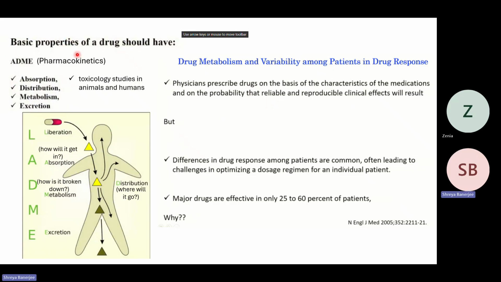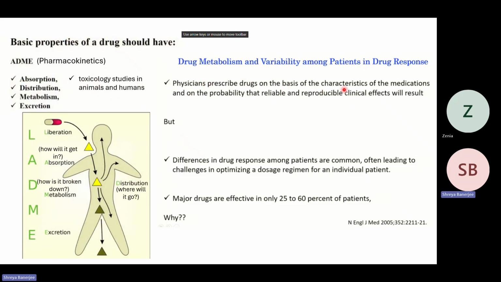So what are the basic properties that a drug should have? It is summarized by ADME, that is absorption. The drug should be properly absorbed in the body. Distribution, it needs to be distributed throughout the body so that it reaches the place it needs to go. Metabolism, the drug must be broken up in the body, otherwise it will just accumulate. And excretion, ultimately the side products must be excreted so that it doesn't accumulate in the body. Another point, of course, is the toxicology studies, that it cannot be toxic to our body.